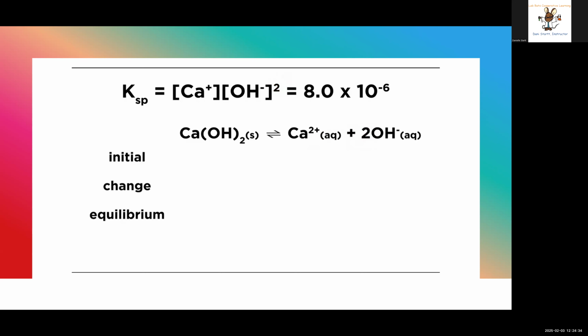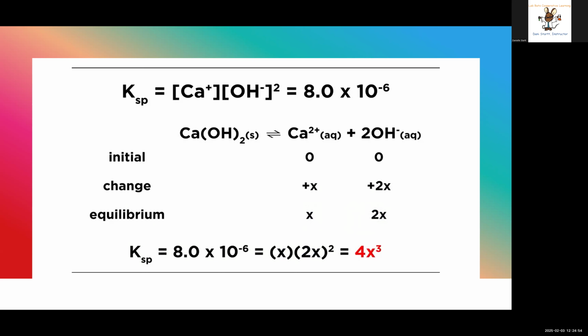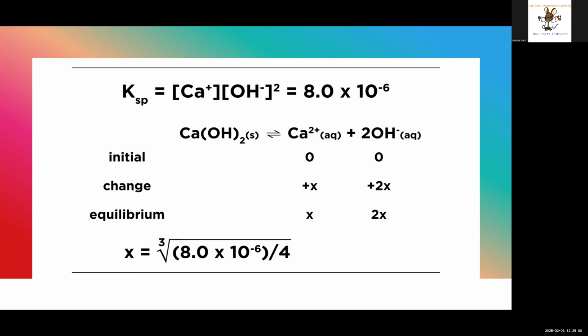Then, when we make the ice chart, we will notice that again the initial concentration of each ion will be 0, but the change will be x and 2x respectively due to the stoichiometry of the equation, and the equilibrium concentrations will also be x and 2x. Putting these into the KSP expression, we get that the KSP will be equal to 4x cubed. Now solving for x, we divide by 4 and then take the cube root, leaving us with 1.3 times 10 to the negative 2 for x, which will therefore be the molar solubility, which we can interpret as the solubility of the solid expressed in moles per liter, or the moles of the solid that will dissolve per liter of water.